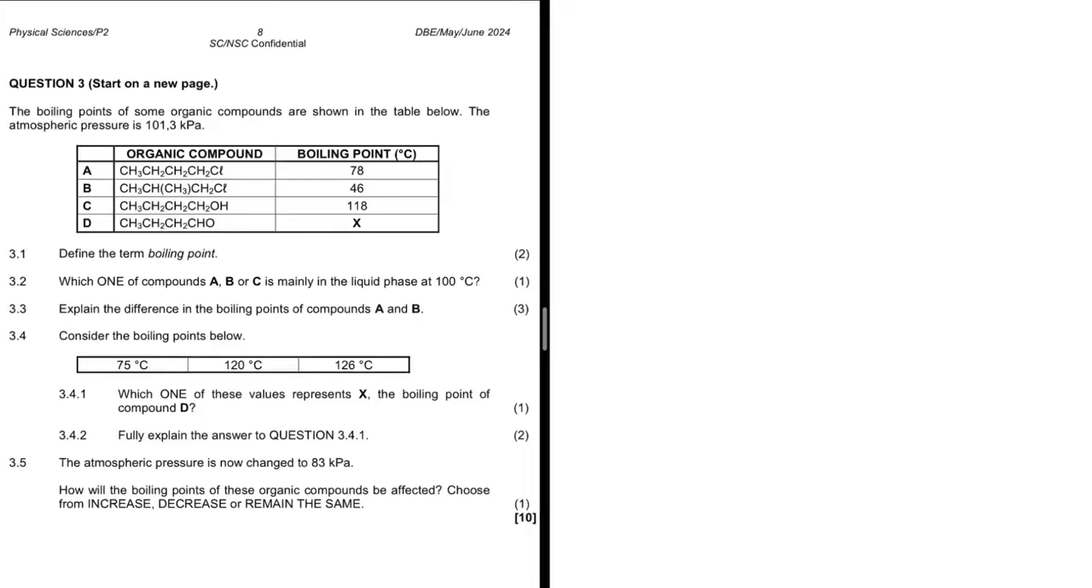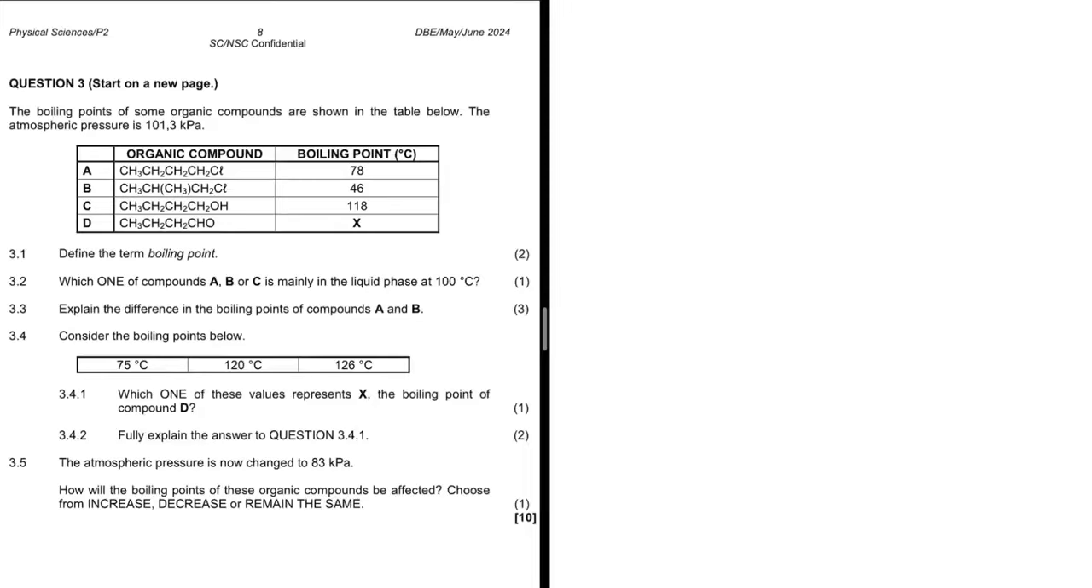As you can see, in compound B, we have this branch here. And then in compound A, we don't have a branch. So the difference in the boiling points of compound A and B is because compound A is less branched compared to compound B. So compound A is going to have more surface area, stronger intermolecular forces, and thus more energy is required to overcome the intermolecular forces in compound A. That is why we see a higher boiling point compared to compound B, because it is less branched. Okay, so that is 3.3.